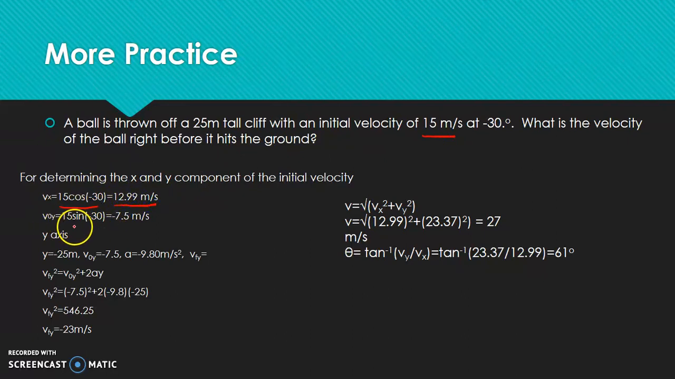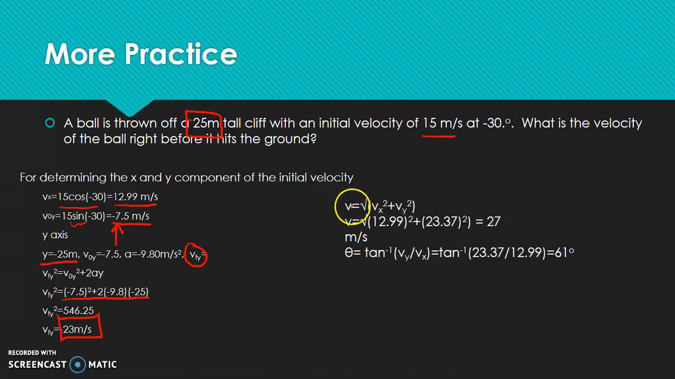We're going to do the same thing with the vertical component. Now we're using sine instead of cosine, and we should get negative 7.5 meters per second. In the y-axis, we know that it has a distance of negative 25 because it's given to us in the problem. Remember, the ball is being thrown off, so it's falling negative 25 meters. We have the initial velocity at negative 7.5 because that's what we just calculated above. The acceleration is that constant, negative 9.80 meters per second squared, and we need to know the final velocity. We rewrite the formula, plug in what we know, and solve for negative 23 meters per second.